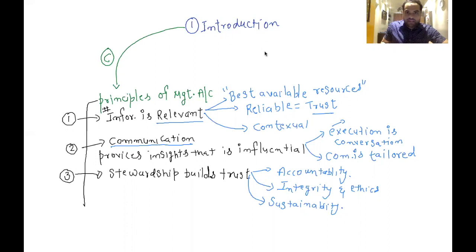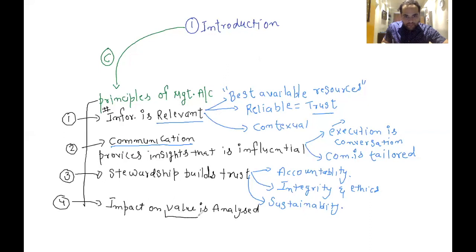And now we move on to the last principle, the fourth principle, which is about value. Number four: impact on value is analyzed. Value of the business, which is credibility, customer satisfaction, it could be goodwill, all right? So it's very important, whatever the impact of a particular action on the company's value, that must be measured, right? How can we measure it?